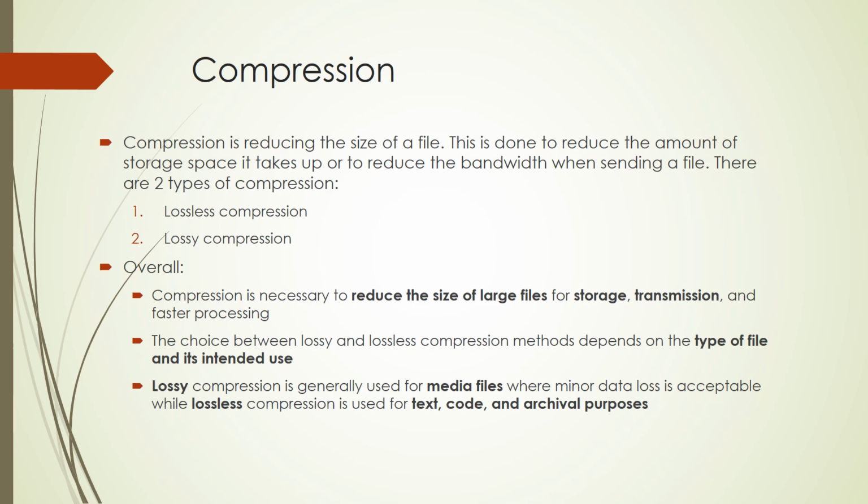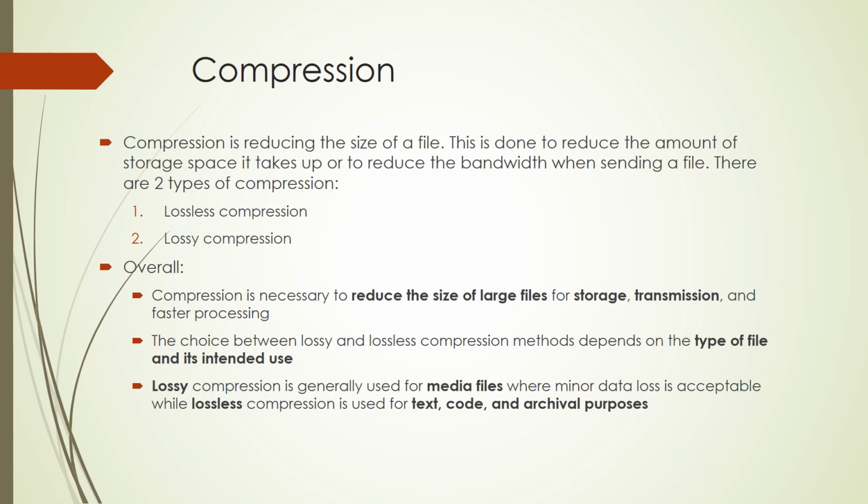Compression is basically reducing the size of a file. This is done to reduce the amount of storage space it takes up and to reduce the bandwidth when sending a file. There are two types of compression: lossless compression and lossy compression. Overall, compression is necessary to reduce the size of larger files for storage, transmission, and faster processing. The choice between lossy and lossless compression depends on the type of file or its intended use.